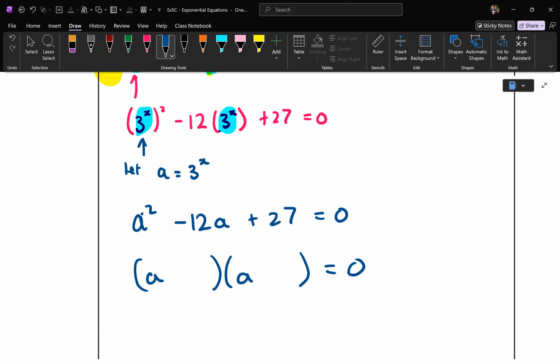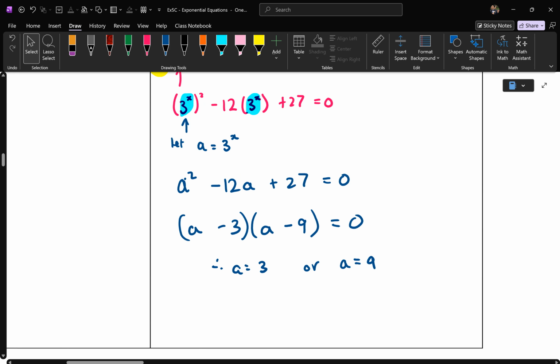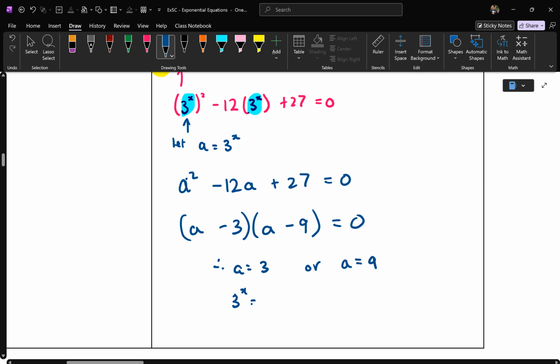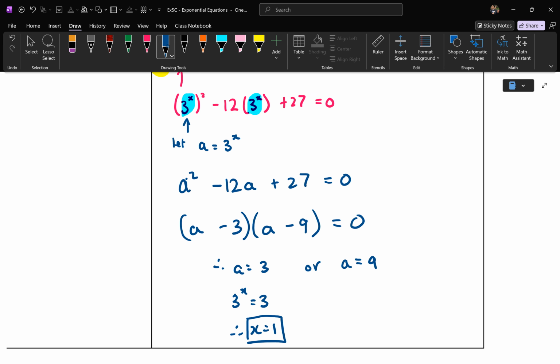What's that? Maybe 9 and 3. Negative 9, negative 3. Yep, that works out. So therefore, a is equal to 3, or a equals 9. Since a is the same thing as 3 to the x, therefore x could equal 1. Or this is 3 to the x equals 9, so then x equals 2.